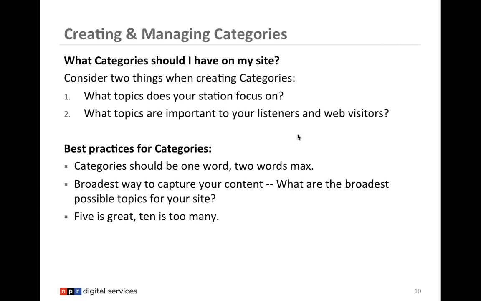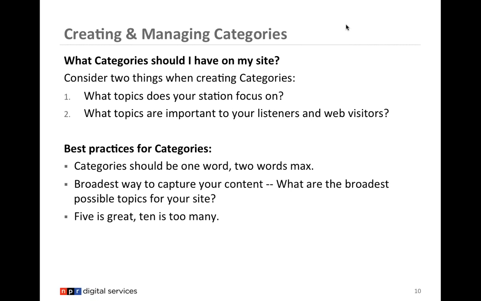So some best practices when you're creating categories: they should be 1 to 2 words max. Things like arts and culture, finance, business and science, environment, things like that. And they should be the broadest way to capture your content. So think about, what are the broadest ways to capture the thing that you are referring to with the category.